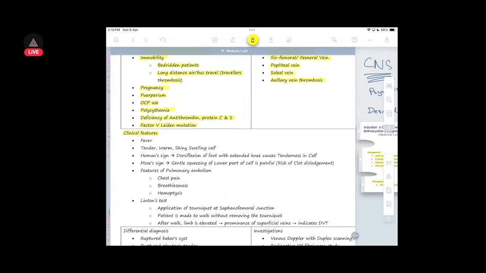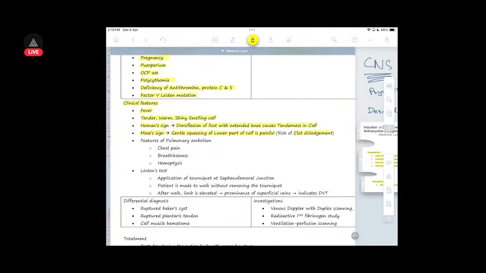So clinical features: you have fever, warm, tender, shiny swelling in the calf. You have Homan sign, dorsiflexion of foot with extended knee causes tenderness in the calf, and Moses sign, which is gentle squeezing of the lower part of the calf, is painful, but you have clot dislodgement risk, so you don't do Moses sign.